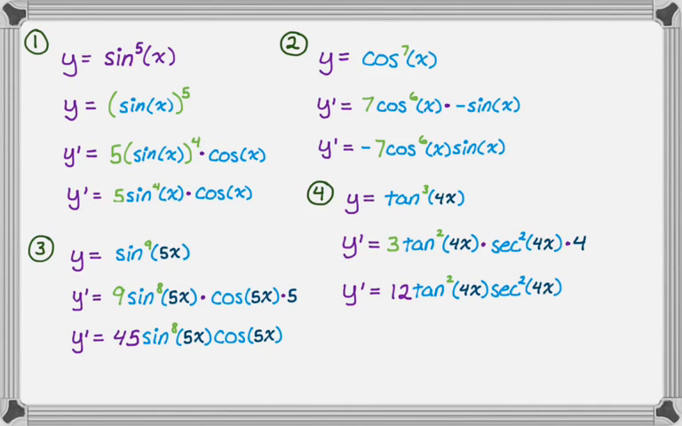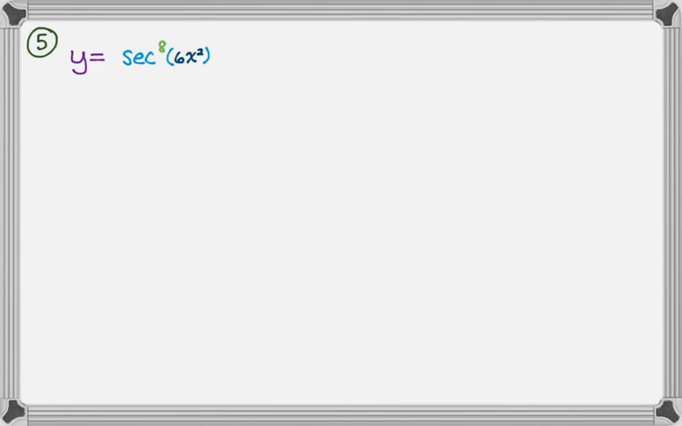Okay, let's take a look at another one. So now we have y is equal to secant of 6x squared to the 8th power. So 3 functions again: something to the 8th, secant of something, and then 6x squared. So let's take the derivative.